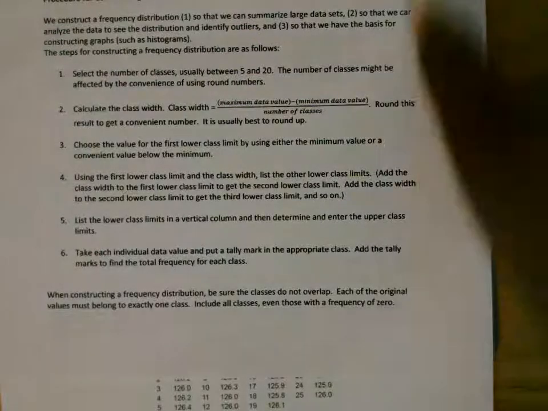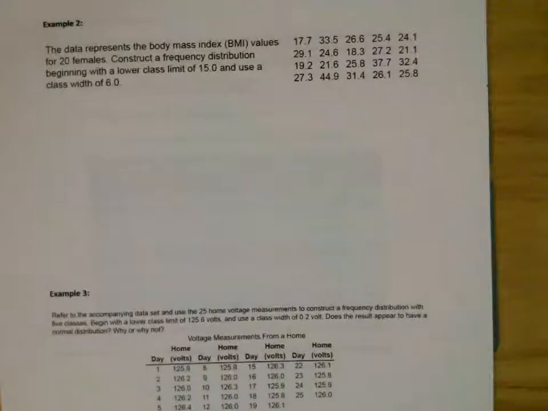Now, let's look at the second example of constructing a frequency distribution. The data represents the body mass index or BMI values for 20 females. Construct a frequency distribution beginning with a lower class limit of 15 and use a class width of 6.0. So already they're giving you the class width of 6.0. The problem is we need to know how many classes that we're going to need for this frequency distribution.